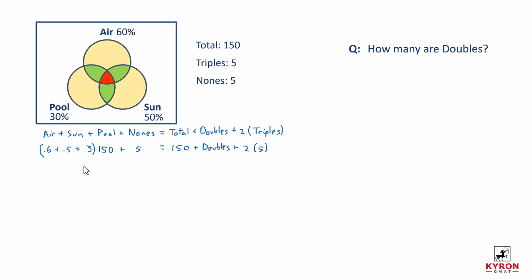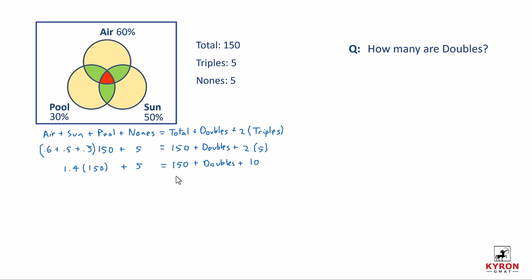So here on the left we have 0.6 plus 0.5 plus 0.3. That's going to add up to 1.4 times the 150 that we have. That's the total. And then we still have plus 5 equals, on the right side, we still have our 150 plus the doubles, plus it's going to be 2 times 5, which is 10.